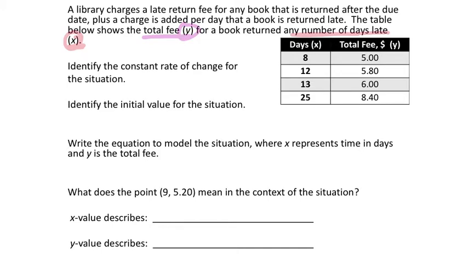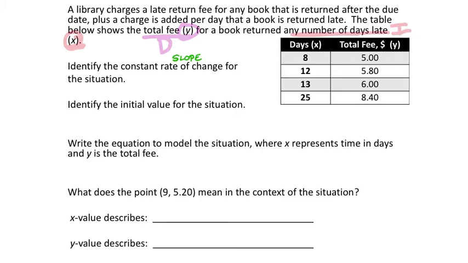That means that right there, the total fee depends on the number of days late. Dependent and independent, okay? So identify the constant rate of change for this situation. I believe that you've seen this before a little bit in 7th grade, finding a rate of change for a situation like this. Another way to say rate of change, which I believe we've said before, is what we call the slope, okay? So rate of change is slope. When they're saying find the constant rate of change, you're just finding the slope.